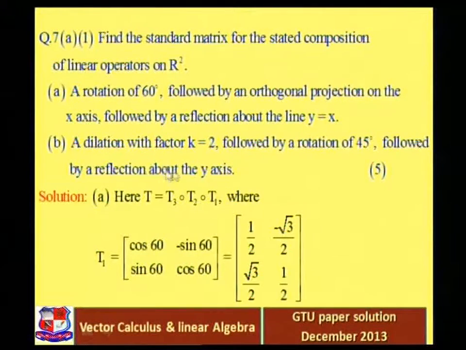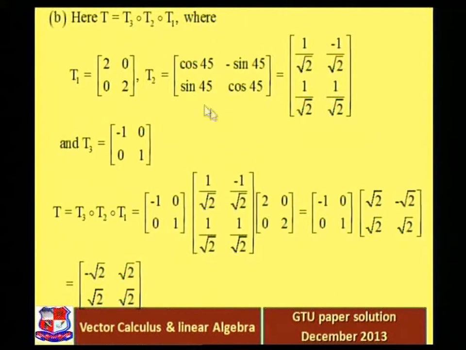Reflection about the y-axis is T of x, y equal to minus x, y. So the standard matrix for that one is minus 1 0 0 1. So here I have written all the matrices. T is equal to T3, T2, T1, where T1 is equal to 2 0 0 2, T2 is equal to cos 45, minus sin 45, sin 45, cos 45, and put all these values. So finally we get this matrix: 1 by root 2, minus 1 by root 2, 1 by root 2, 1 by root 2.